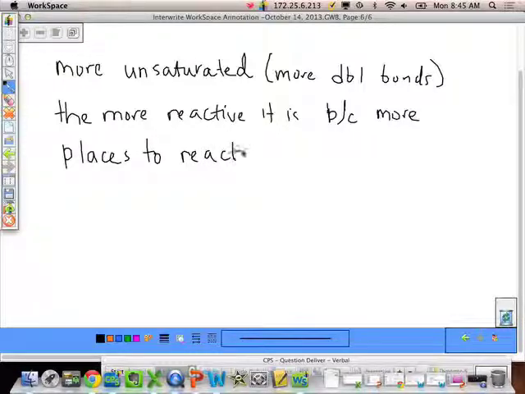Does that mean that unsaturated oils burn better than saturated ones? They're more reactive? I don't know if they necessarily burn easier. That's a good question. I don't know.